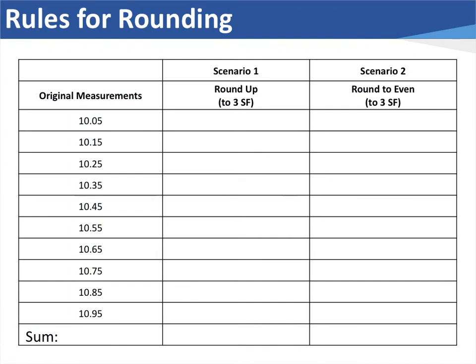Here's an exercise for you. I've got a series of original measurements, and I want you to round to 3 significant figures the way you were taught, and I want you to round to even numbers the way that I just taught you. And then I want you to add the numbers in each of these columns. Pause the video, make it happen.